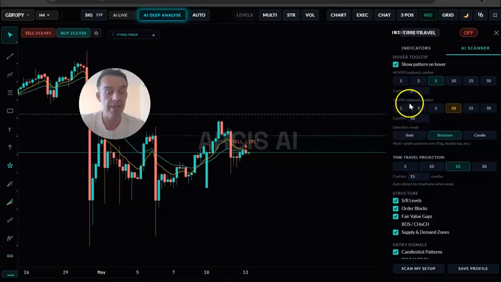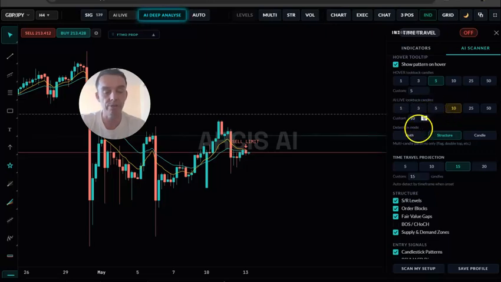We have AI live lookbacks, so that's how far AI live is looking back in history to come up with setups. If you want to look for a bigger structural play, you can go right up to 50. 1 or 2, 3 candles back, you can look around 3 or 5. 3, 5 or 10 are probably the best settings.